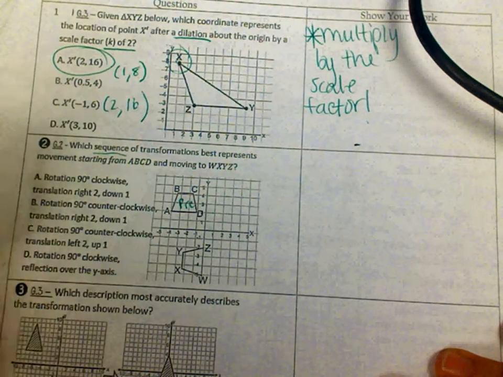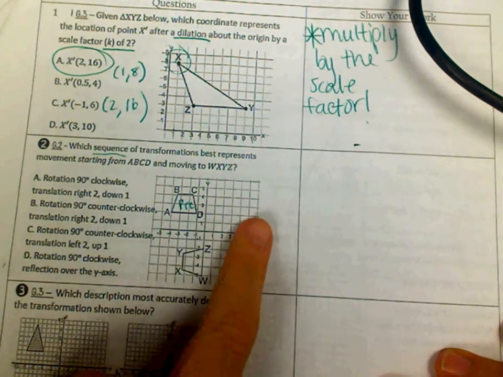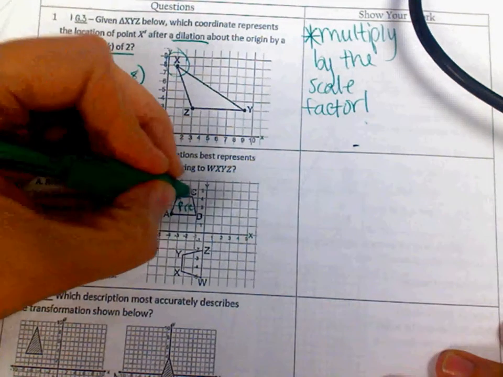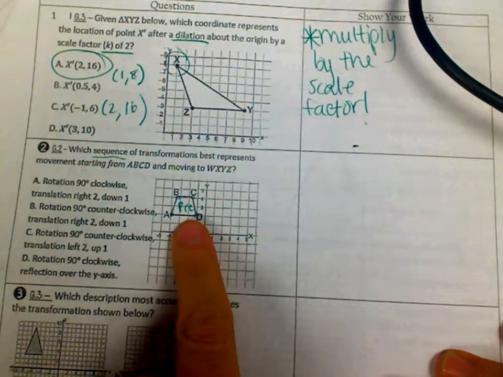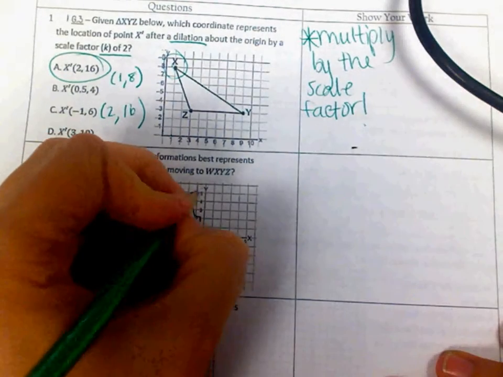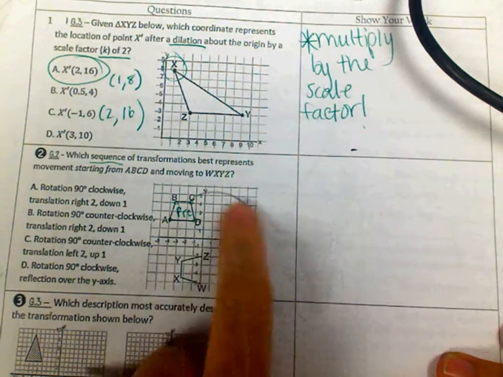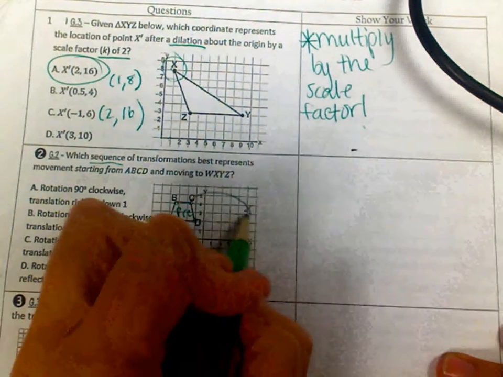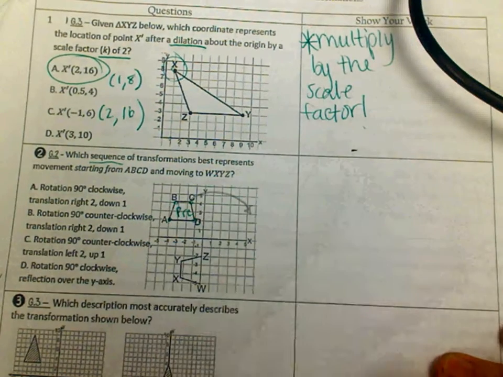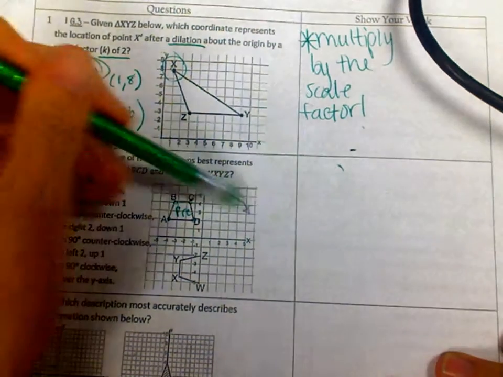So A says a rotation 90 degrees clockwise and then right 2 down 1. So a 90 degrees clockwise rotation is going to take this shape and move it, I'm going to use a pencil, it's going to take this shape and move it over here. Okay, this is a 90 degrees clockwise rotation. We go one quadrant to the right. And then a translation right 2 and down 1, that would get us somewhere over here. That's definitely not what happened here. So it's not A. I'm going to erase that.